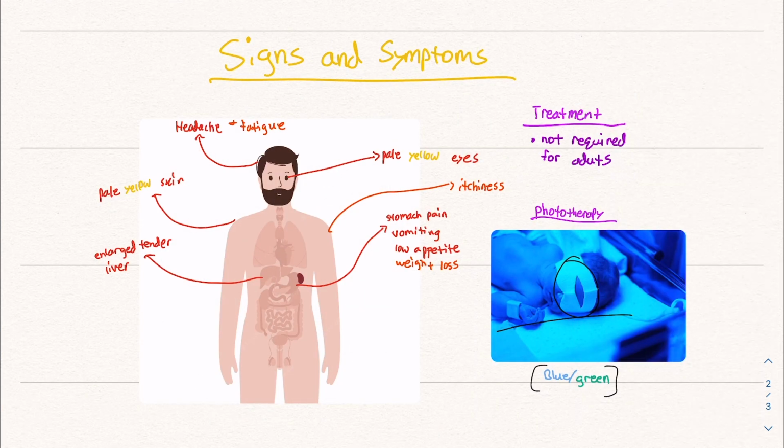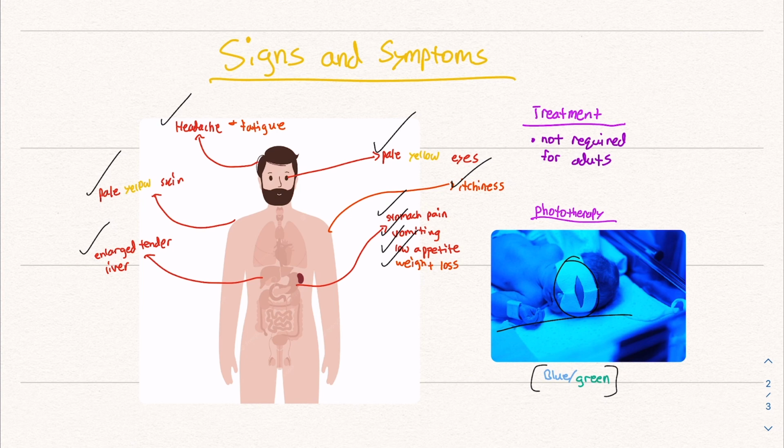So the signs and symptoms of jaundice are headache and fatigue. And we've talked about the noteworthy symptoms of a pale yellow skin, pale yellow eyes. There's also an enlarged or tender liver, itchiness, stomach pain, vomiting, low appetite, weight loss. These are most of the signs and symptoms, but specifically the yellowing of the skin and eyes are a clear indication of jaundice. I don't think there's any other condition that causes that type of color in your skin and your eyes. And as I mentioned before, it's a sign of a greater issue.